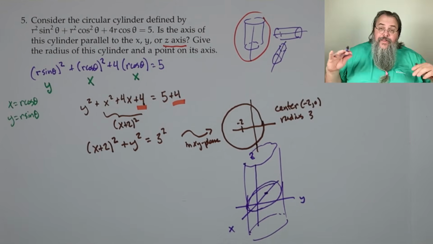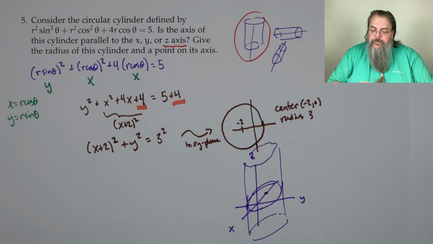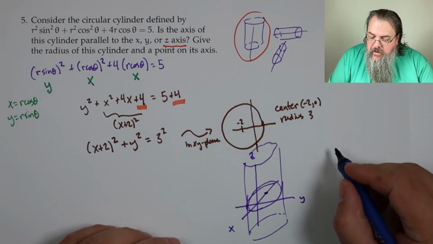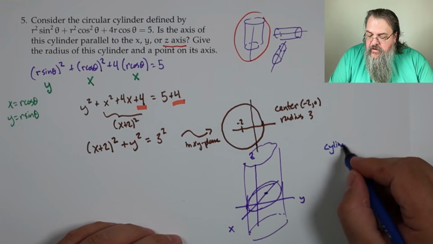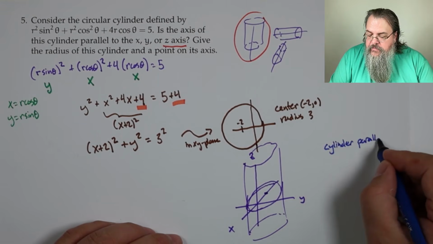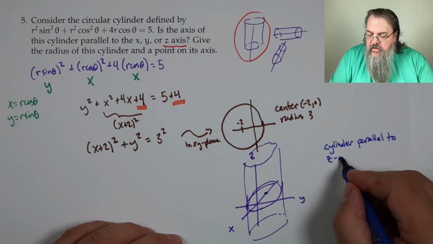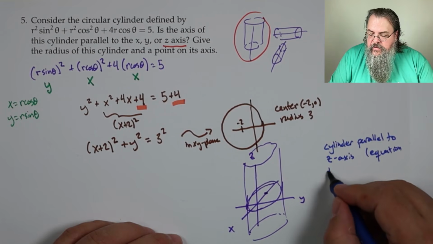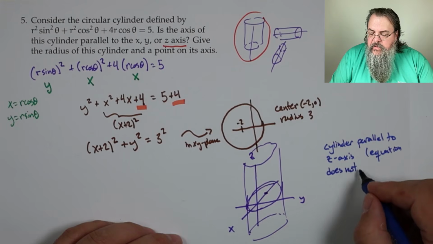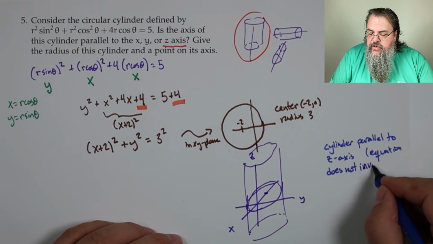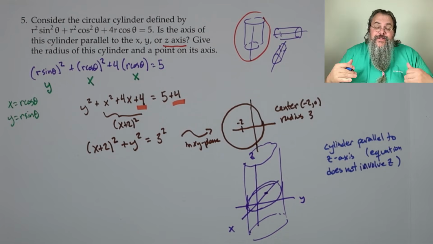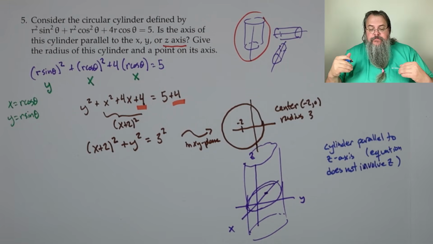Okay. So finally, what do we do? Is the axis parallel to the z-axis? Well, the x, y, or z-axis. And we say cylinder parallel to the z-axis, equation does not involve z. So that's the key. It's because we're missing that z in the equation. That tells us that, hey, if you move along that axis, it's always going to look the same, and that's what causes it to be parallel.